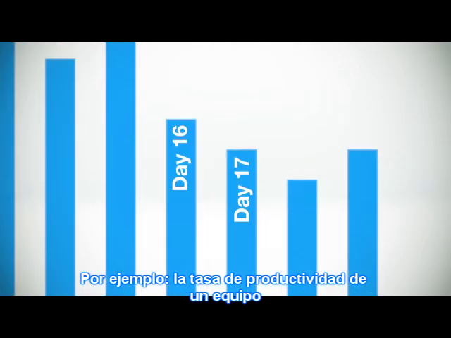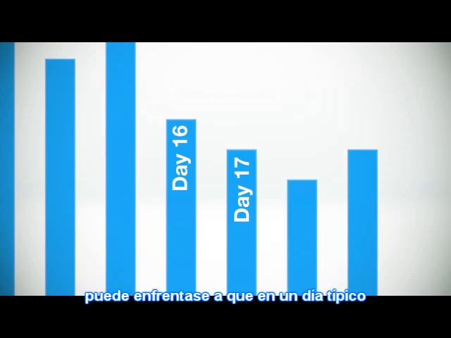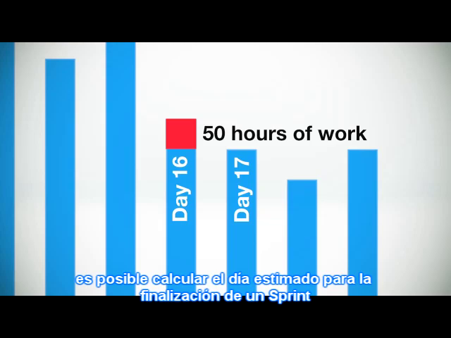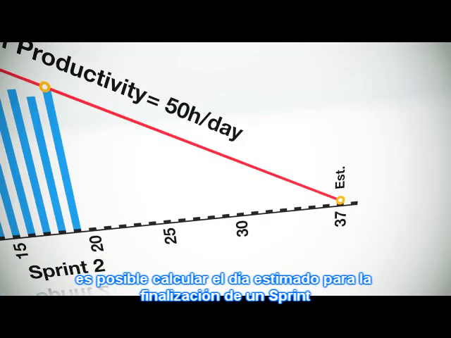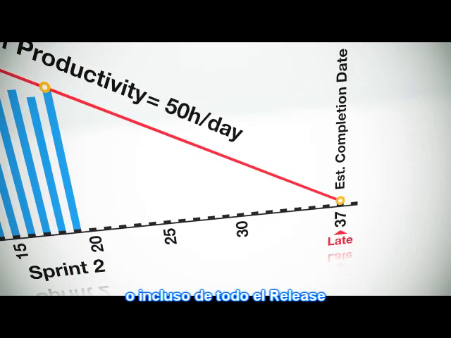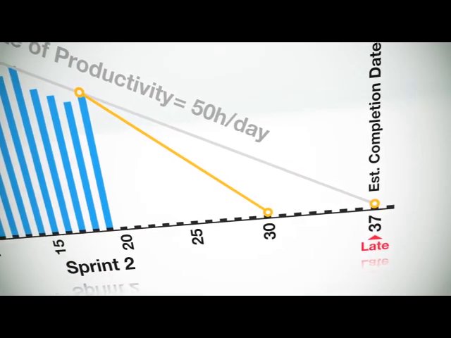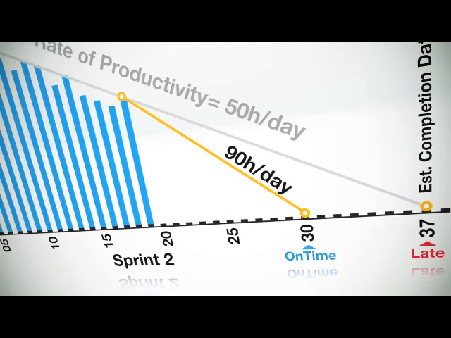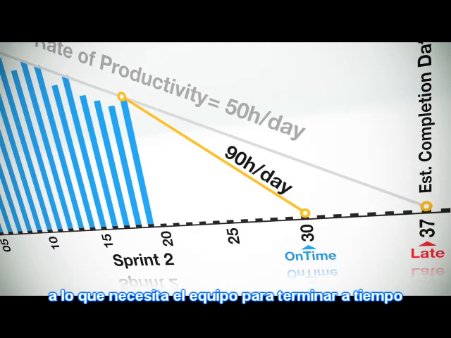For example, a team's rate of productivity might be that on a typical day they finish approximately 50 hours of work. Knowing that, it's possible to calculate an estimated completion date for the sprint, or even for the entire release, based on the amount of work remaining. What's great about the burndown chart is that we can compare our actual velocity and projected completion date to what the team needs to do in order to finish on time.